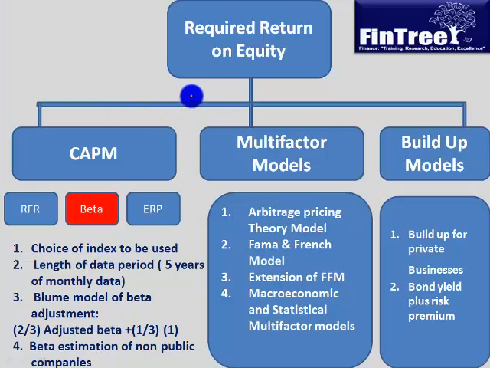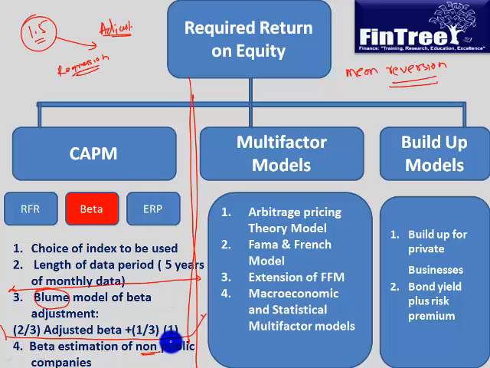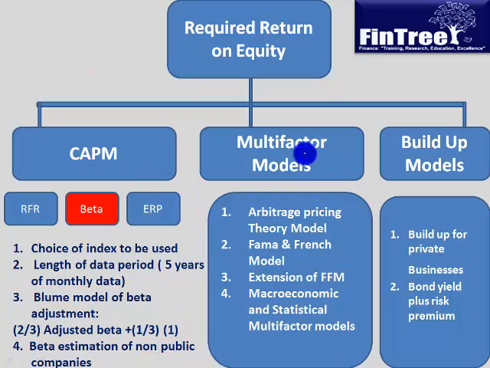Alright, so we've taken care of these parts. Now let's go on to multi-factor models. 4 of them. Is it becoming heavy?